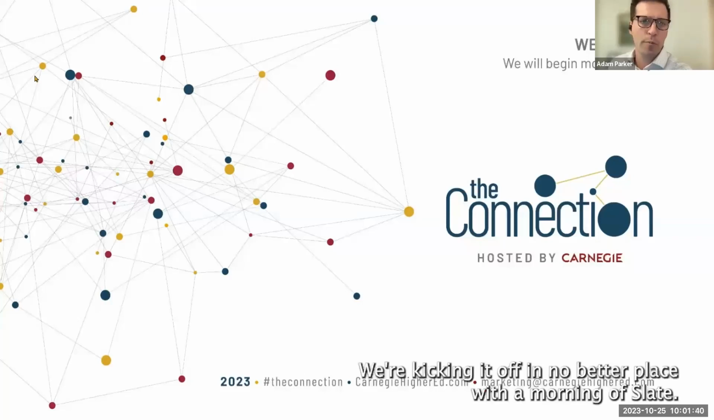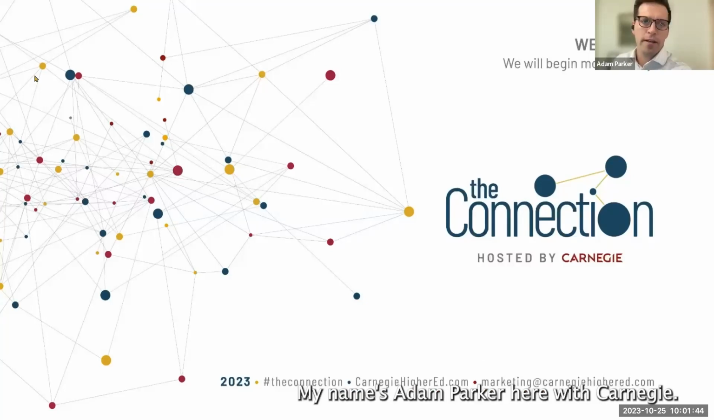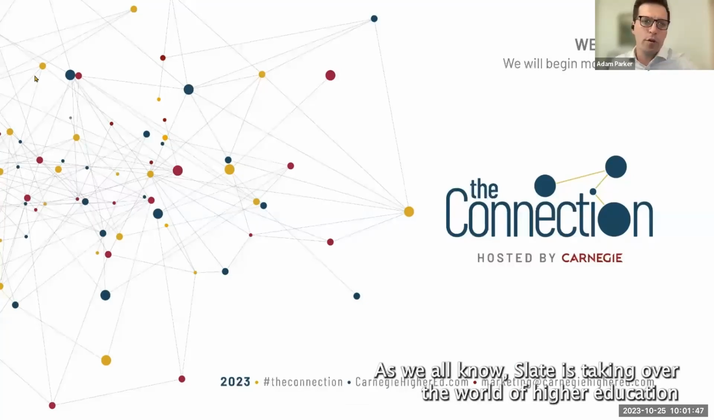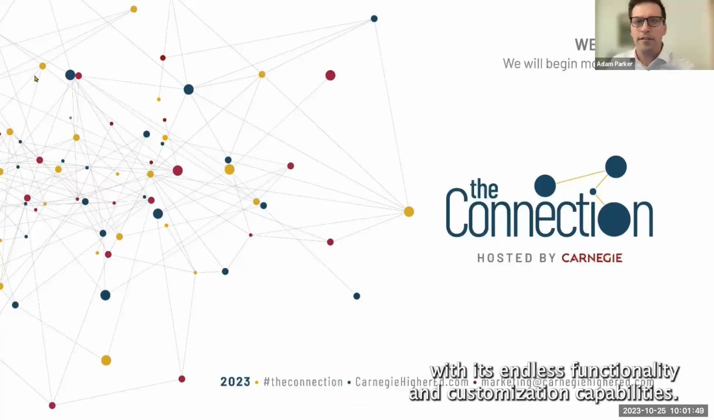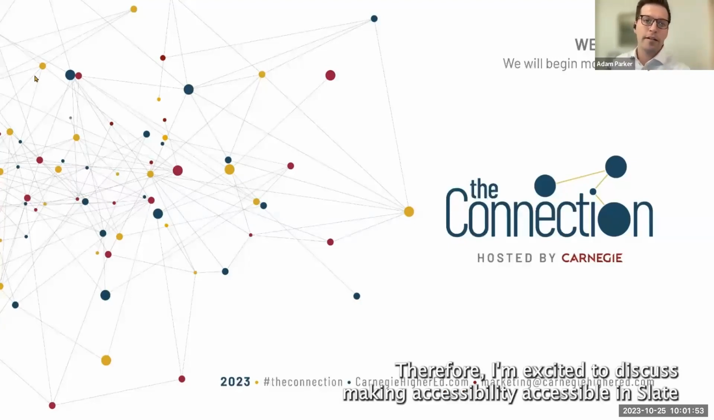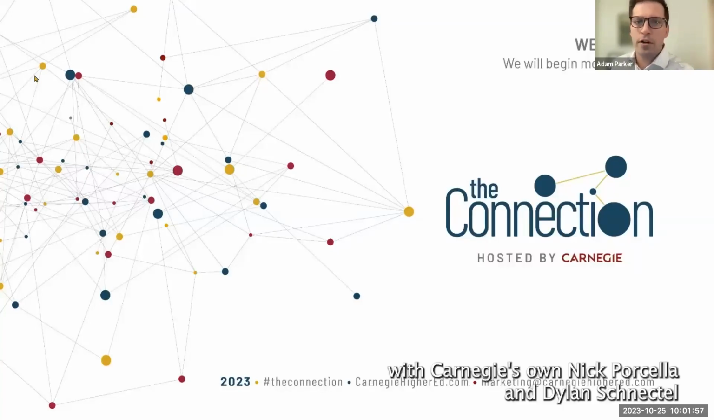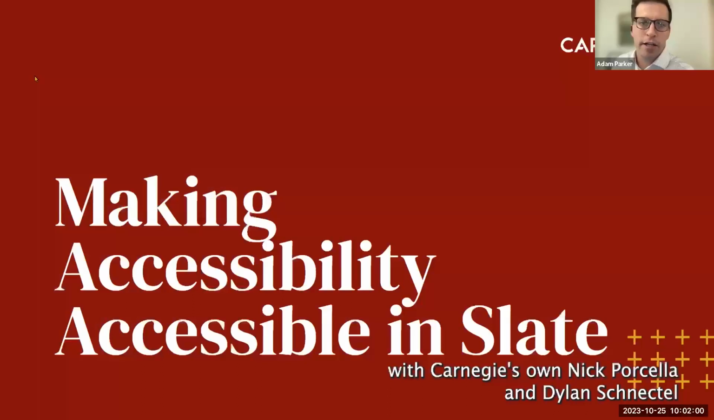We're kicking it off in no better place with a morning of Slate. My name's Adam Parker here with Carnegie. As we all know, Slate is taking over the world of higher education with its endless functionality and customization capability. Therefore, I'm excited to discuss making accessibility accessible in Slate with Carnegie's own Nick Porcella and Dylan Schnechtel.